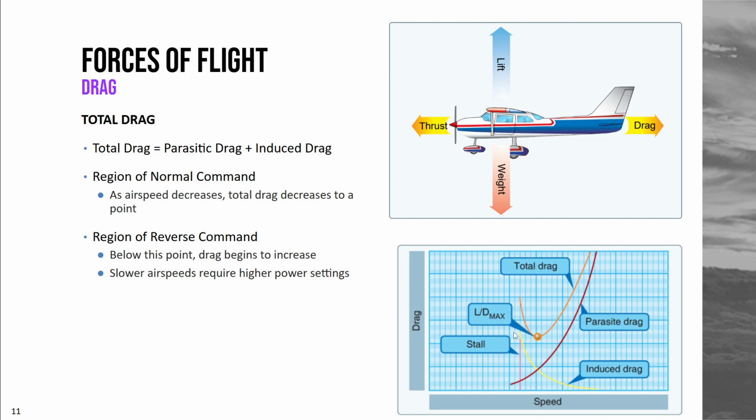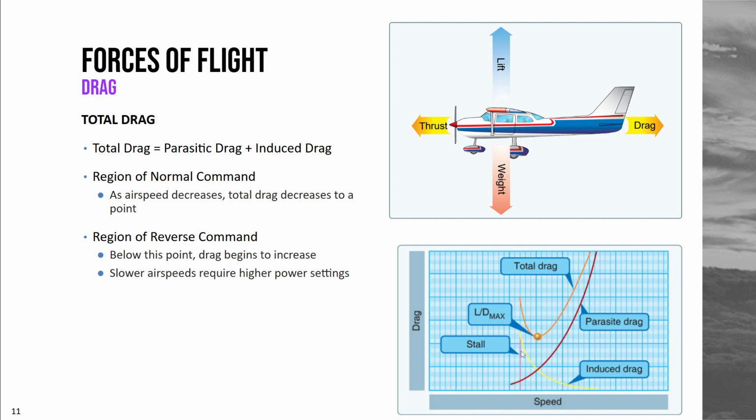As you can see, induced drag is higher the slower we get. Now it makes sense that parasite drag would not be as large at these slower speeds. If I'm sticking my hand out the window at 30 miles an hour, I'm not going to create as much drag versus if I'm barreling down the highway at 70 miles per hour and I stick my hand out, I'm going to create more drag. But why does induced drag get greater as we slow down?